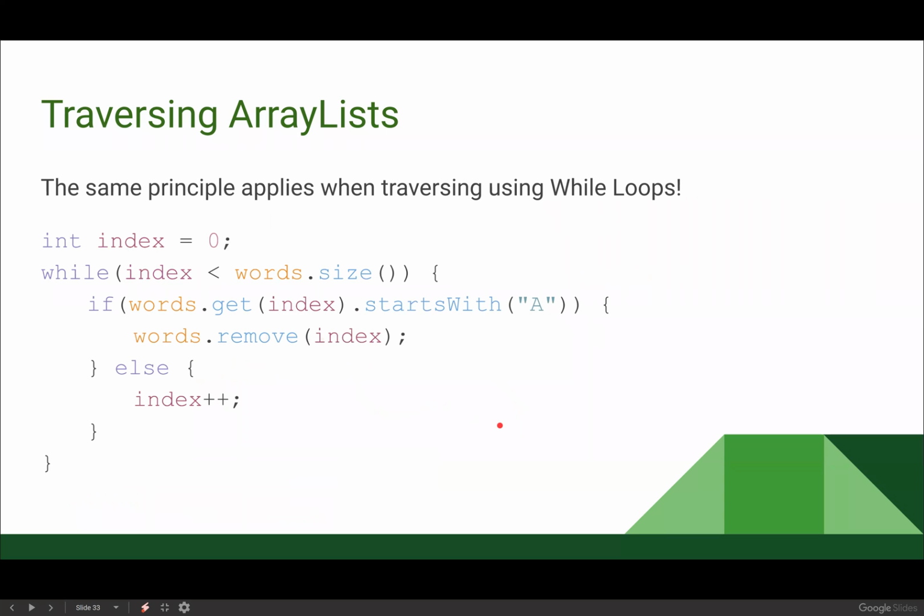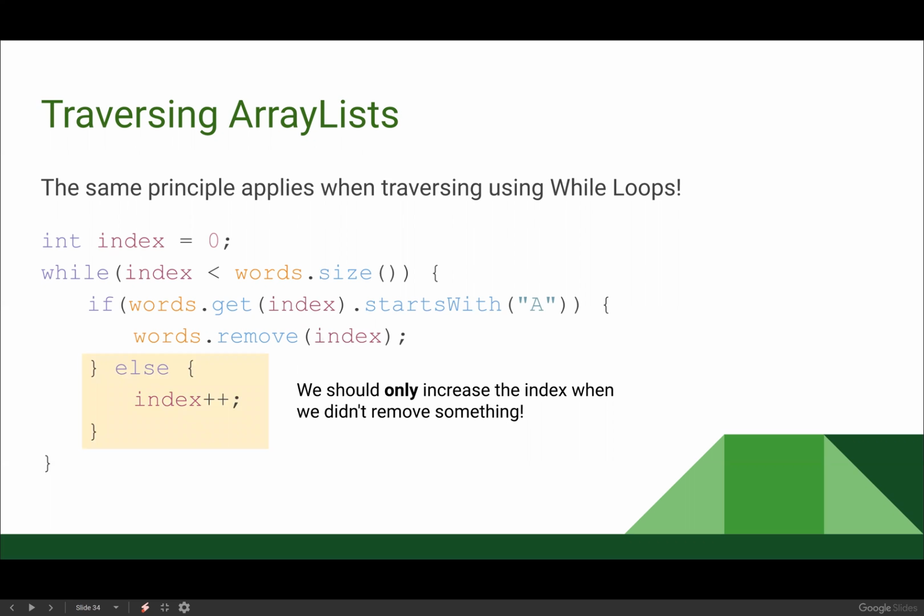And this same exact idea is going to apply when we're traversing using a while loop. So if we have the same exact loop, but with a while loop, while our index is less than words.size, if words.get(index) starts with an A, then we will remove the current index. Otherwise, we can increase the index. So here, we are only increasing the index. We're only looking at the next word when we didn't remove anything.